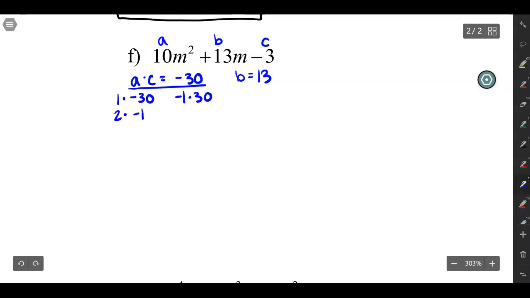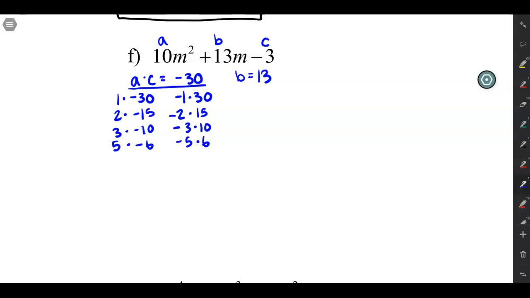You could do 2 times negative 15, or you could do negative 2 times 15. You could do 3 times negative 10, or you could do negative 3 times 10. You could do 5 times negative 6, or you could do negative 5 times positive 6. So these are all the pairs of numbers that you can multiply together to get negative 30. And I just need to choose which pair of numbers is going to add up to give me a 13.